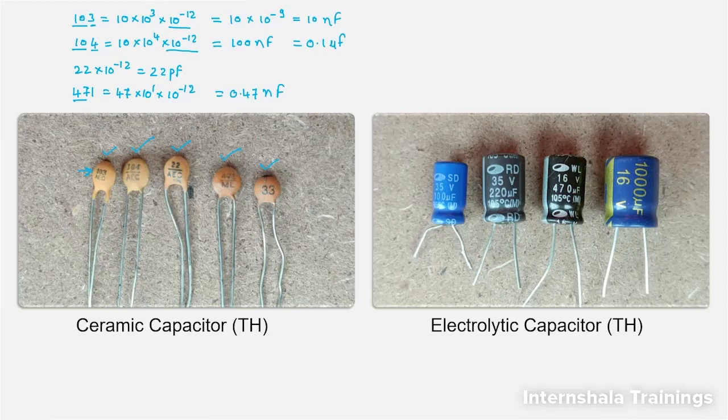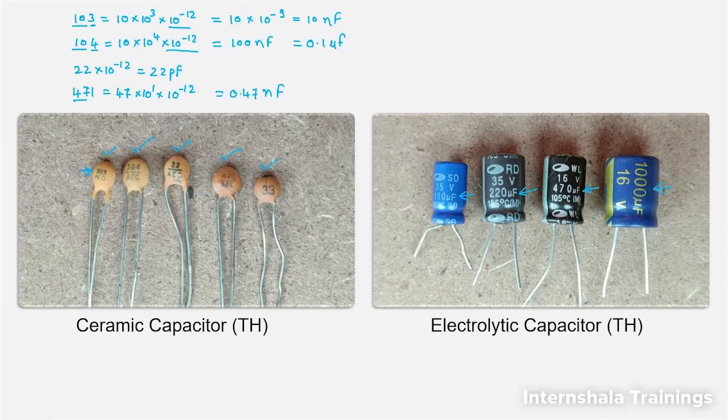So this is the procedure to calculate the value of a ceramic through hole capacitor. After that, whenever you deal with an electrolytic capacitor, most of the time or almost every time, the value of that capacitor will be written on top of the sticker, or on top of the covering. You can see here, this capacitor has a value of 100 microfarad, then this one has a value of 220 microfarad, this one is 470 microfarad, and this one is 1000 microfarad.